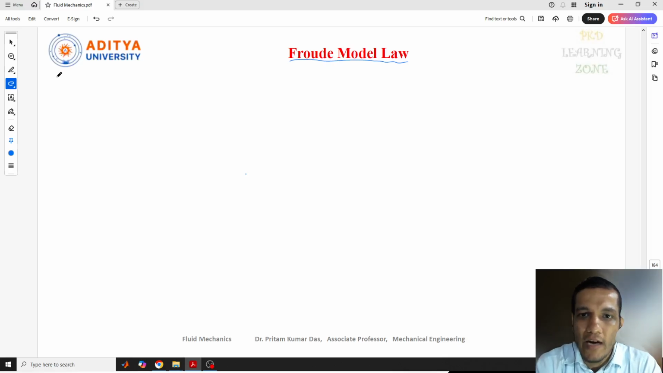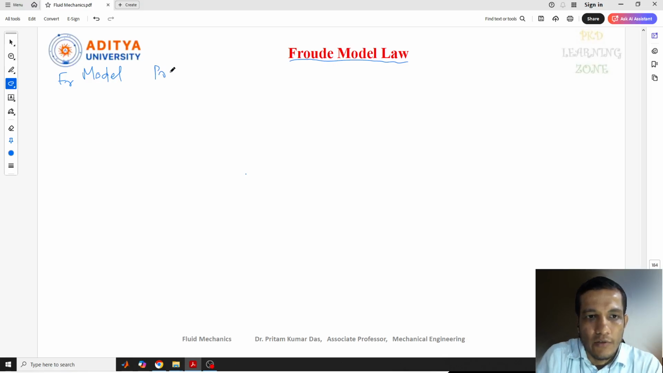For model and prototype we need to consider the Froude number, and the Froude number of the model and the Froude number of the prototype should be the same. So Froude number can be represented by FR, and this should be the same for the model, and it should be the same for the prototype also. So this needs to be considered.